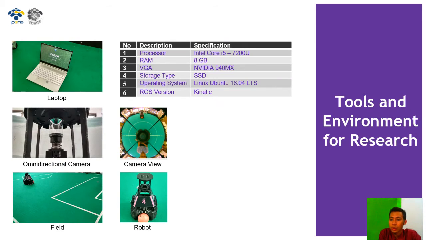And these are the tools and environment for my research. The first are the laptop and the omnidirectional camera. This is the camera view, and also the robot and the field. The processor used in this laptop is an Intel Core i5 and the RAM is 8 GB, and we use an NVIDIA VGA, and we use an SSD, and we run Linux Ubuntu 16, and the ROS version is Kinetic.